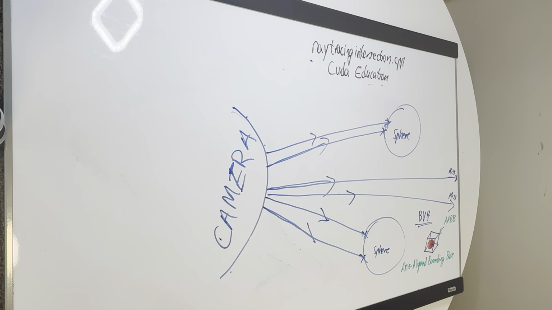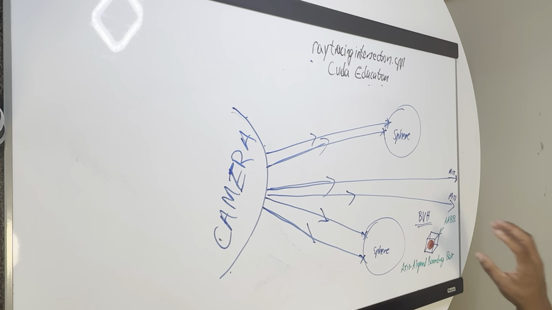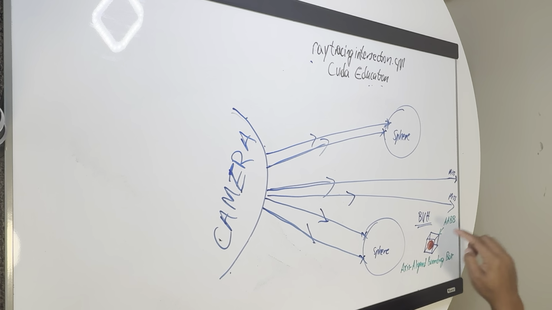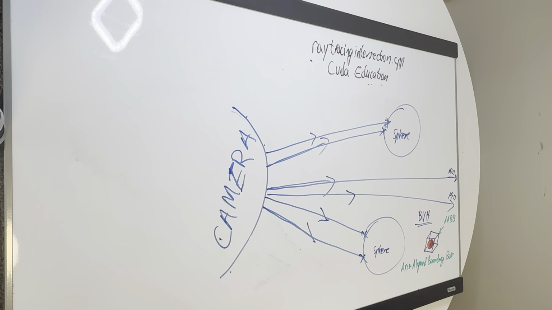And then we also have this guy up here that's called bounding volume hierarchy, but I'm not even gonna bother with that. Let's just stick with the axis aligned bounding box. So the axis aligned bounding box is a type of bounding volume hierarchy.